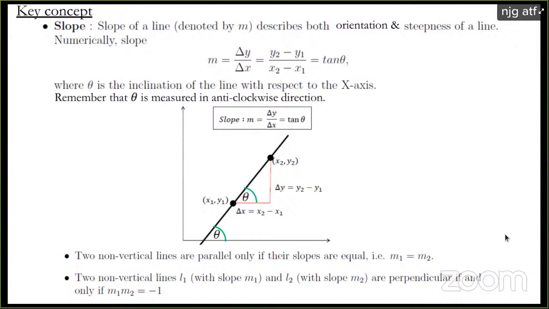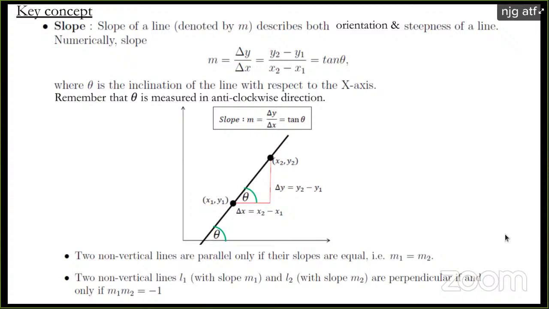Now these two bullet points are very important in order to visualize lines. If you have two lines with slopes m1 and m2, then m1 will be equal to m2 if the lines are parallel, and m1 times m2 will be minus 1 if the lines are perpendicular.